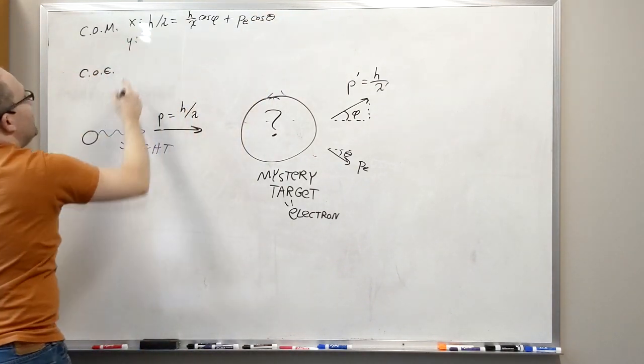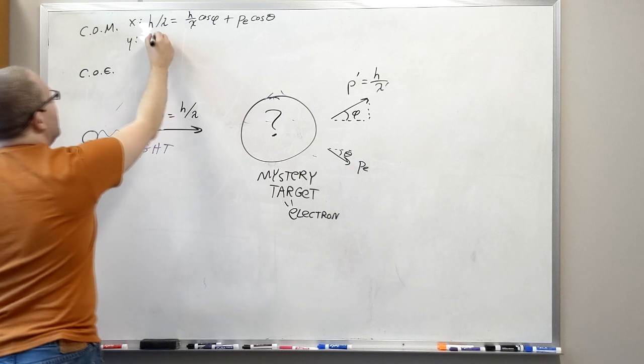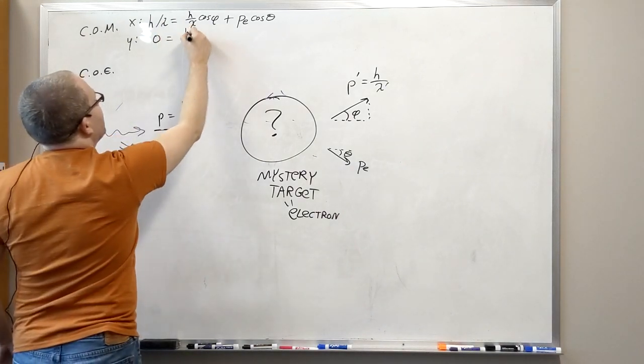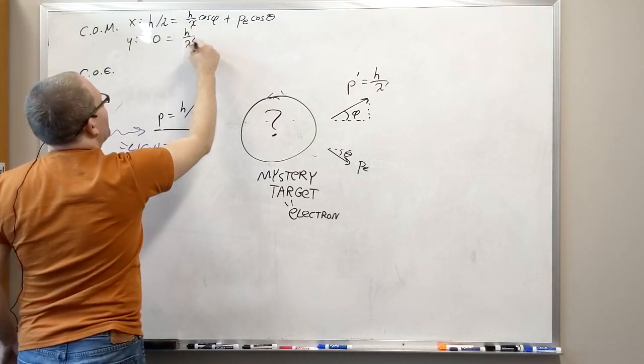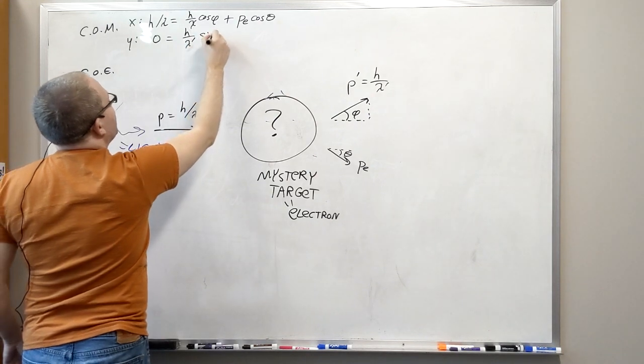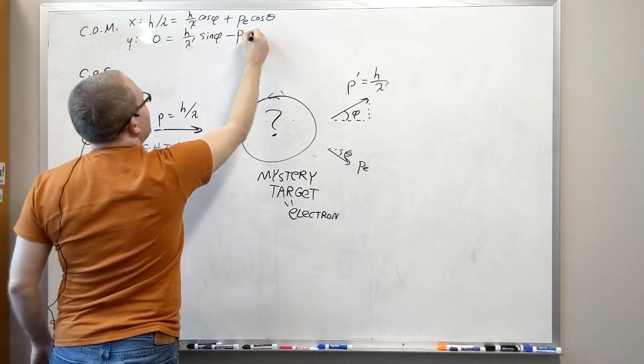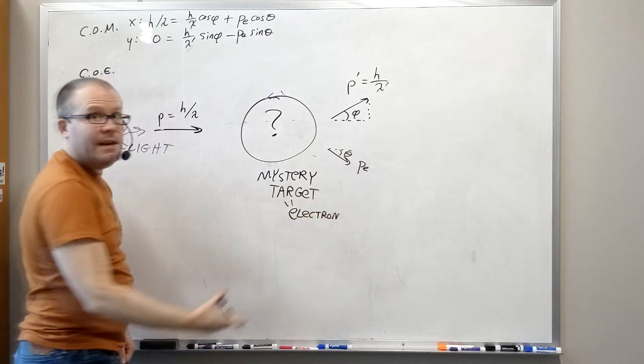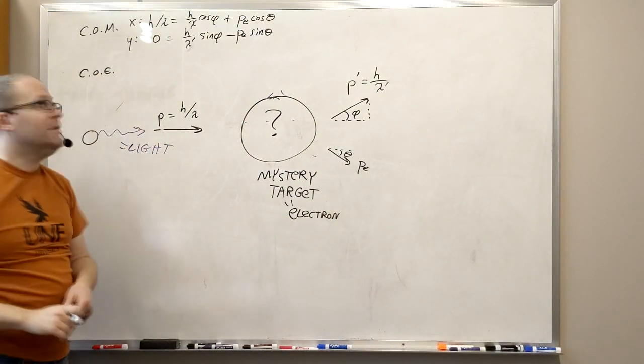And then we've got to use the y component as well. This thing has 0 y component. And so that gives us h over lambda prime times the sine of phi minus PE sine of theta. Since it's going in the opposite direction, we need those two things to cancel.